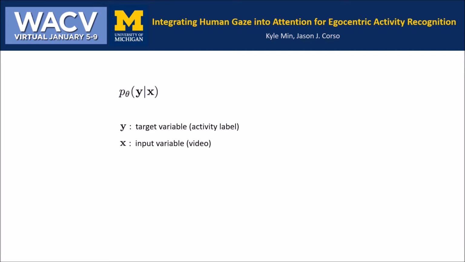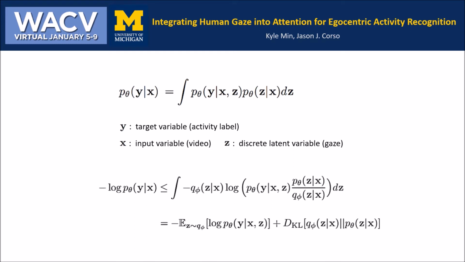Let's consider a recognition task of predicting activity labels Y given an input clip of egocentric videos X. When we have a discrete latent variable Z that represents the gaze fixation points, we can apply the law of total probability to get the right term. Since this integration is intractable, we can upper bound the negative log likelihood as follows.